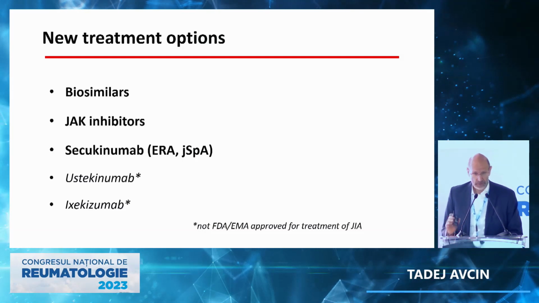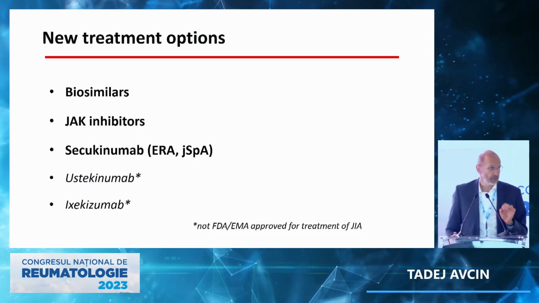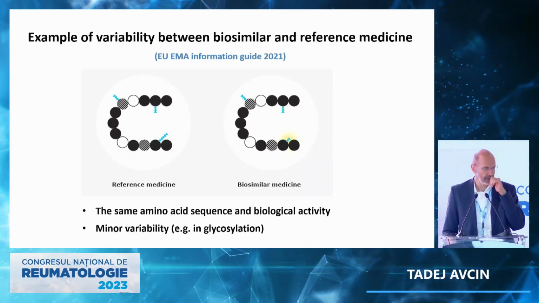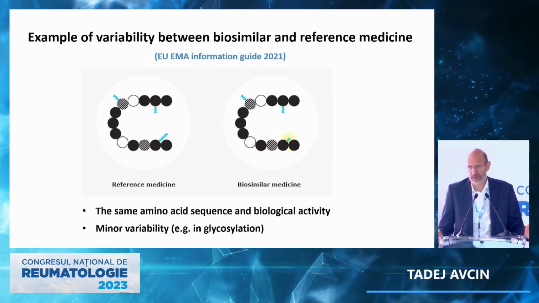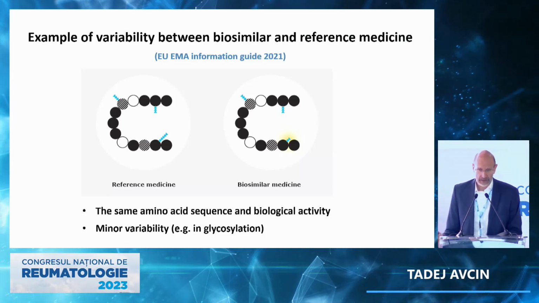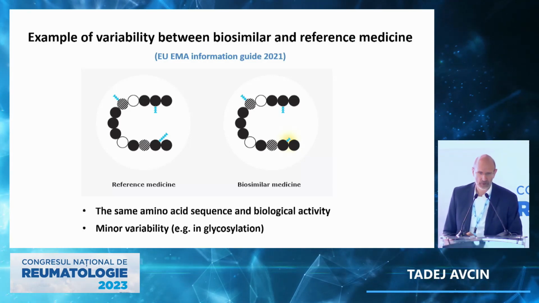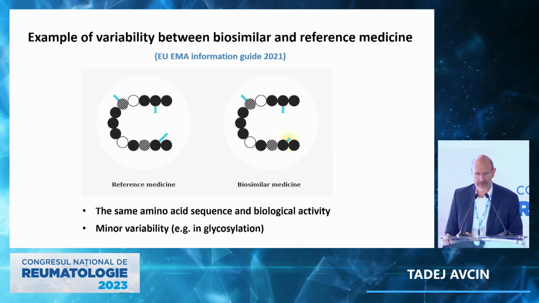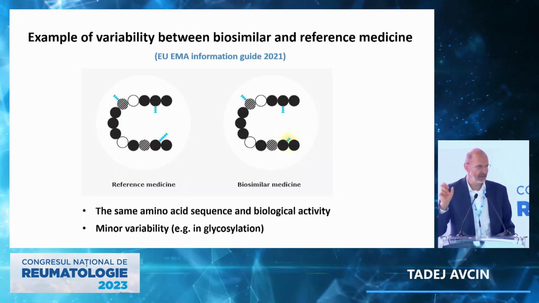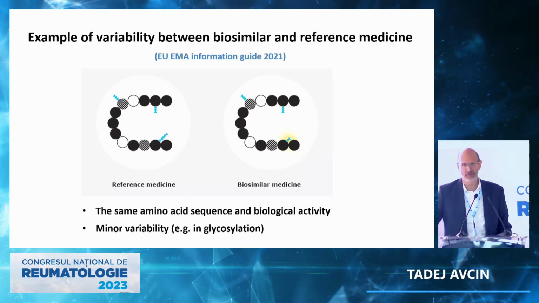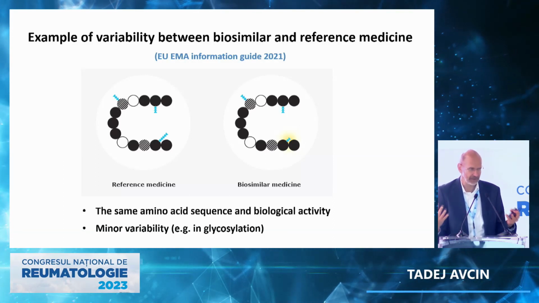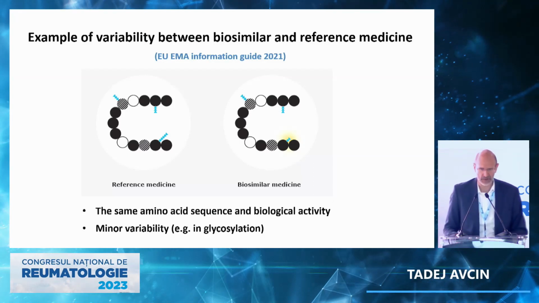I would like to discuss a little bit on new treatment options, and I will start with biosimilars, not with JAK inhibitors and secukinumab, because biosimilars are really coming into our area because they are reducing costs and we are using more and more biosimilars. I would like to highlight that biosimilars have the same amino acid sequence and biological activity, and the minor variability in glycosylation also happens in different batches of the reference medicine, because these are biologic products, and the reference medicine in different batches is not completely the same. So it's pretty much the same as a biosimilar.